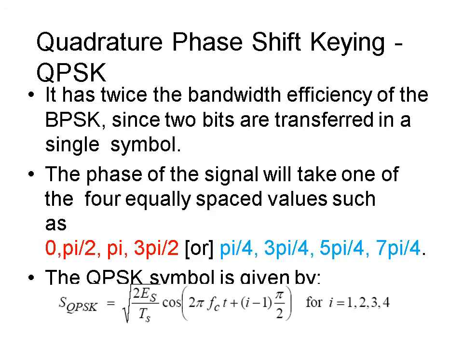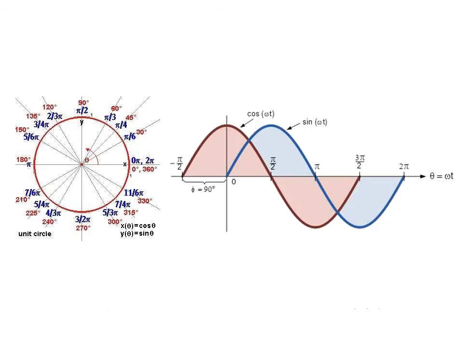So next we are going to see the quadrature phase shift keying, QPSK. It has twice the bandwidth efficiency of the BPSK. Since two bits are transferred in a single symbol, the phase of the signal will take one of four equally spaced values, such as 0, pi by 2, pi, 3 pi by 2, or pi by 4, 3 pi by 4, 5 pi by 4, or 7 pi by 4. So the QPSK symbol is given by the equation here.